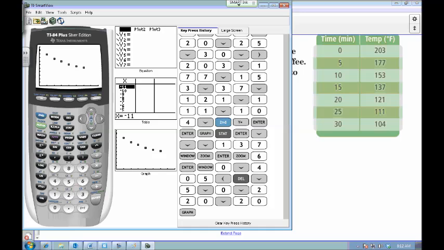Okay, so the question again was, was it linear? Was it a constant rate that the coffee was cooling? Or does it have a slight curve to it, making it more exponential? It has a little bit of a curve to it, so exponential would be probably the best fit.